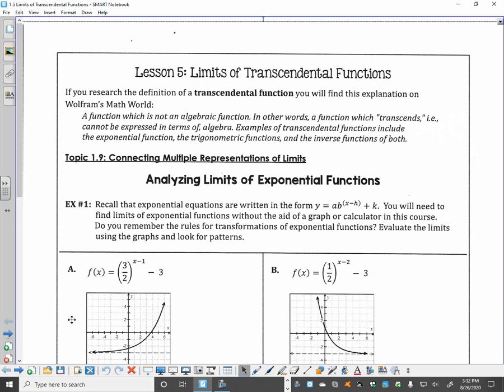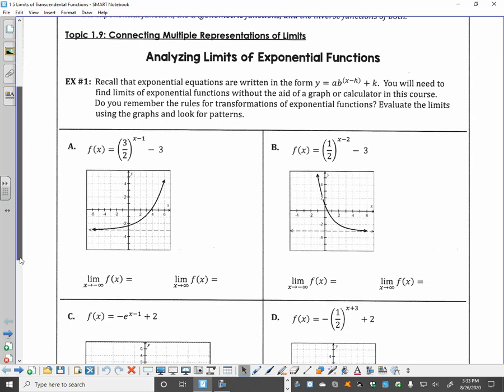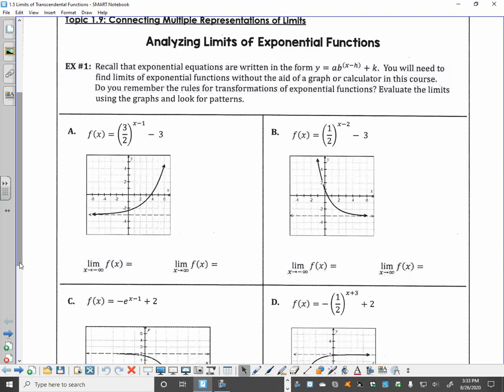So, connecting multiple representations of limits, let's talk about analyzing limits of exponential functions. We're going to be thinking about exponential graphs, growth and decay, and all those shifts that we learned in pre-cal. Recall that an exponential equation is written in the form a, b to the x plus or minus something, and then plus or minus something on the end. The stuff on the end is your up-down shift. The stuff in your power is your right-left shift. The b tells you if you're growth or decay, and the a really just increases your rate of change.